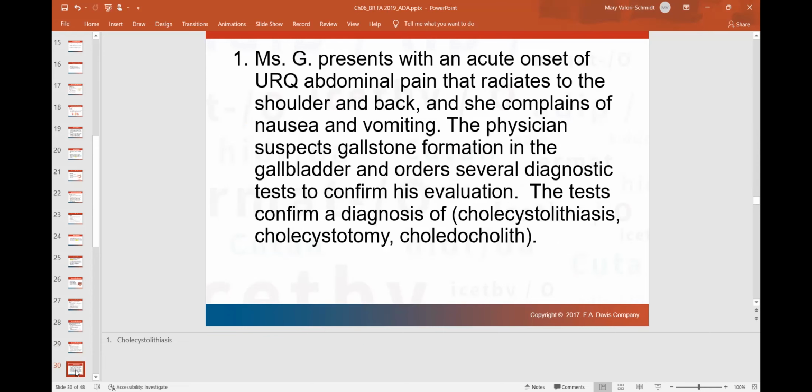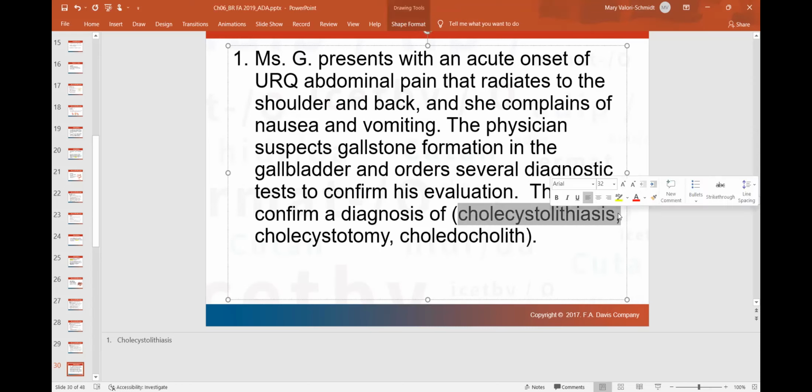Ms. G presents with an acute onset of upper right quad abdominal pain that radiates to the shoulder and back, and she complains of nausea and vomiting. The physician suspects gallstone formation in the gallbladder and orders several diagnostic tests to confirm his evaluation. The tests confirm a diagnosis of, you said cholecystolithiasis, you are correct. So that's stones that are in the duct and the gallbladder.